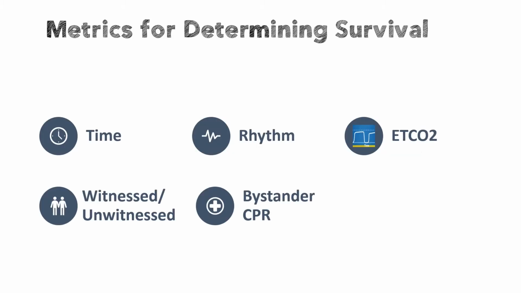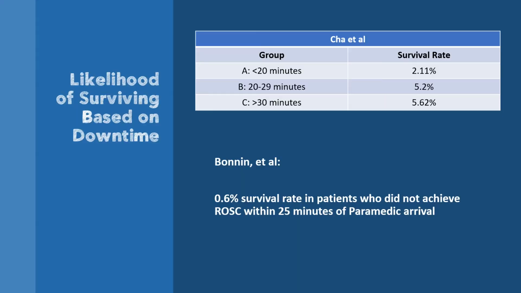There are different metrics for determining survival, and our protocol encompasses all of these. Okay? Their downtime we have to take into account. The rhythm, is it shockable? Is it not shockable? End-tidal CO2, high or low? Is it getting lower? Is it getting higher? Was it witnessed or was it unwitnessed? Did the person clutch their chest and was 911 called immediately? Or did they come into the room and find them not breathing and without a pulse? And did they start CPR before we got there?